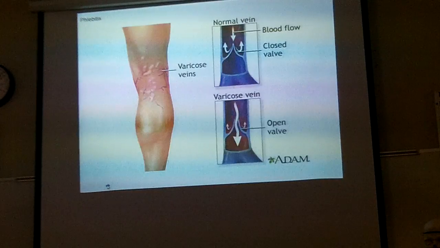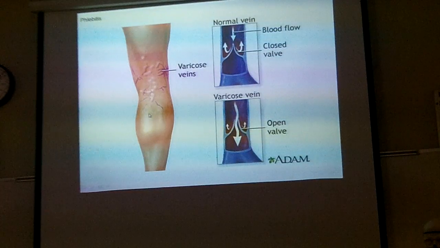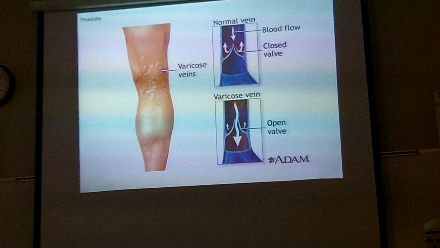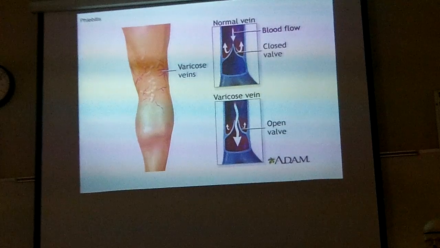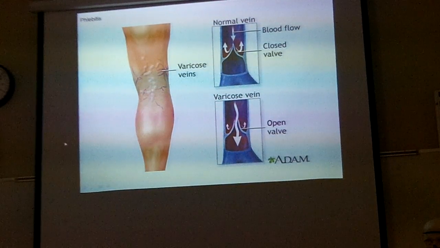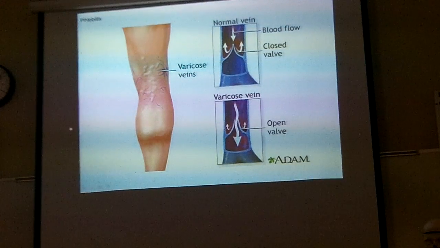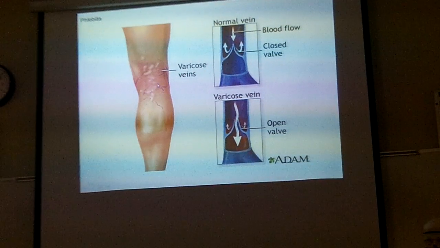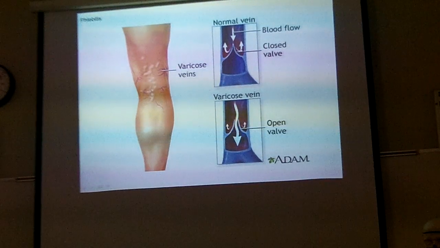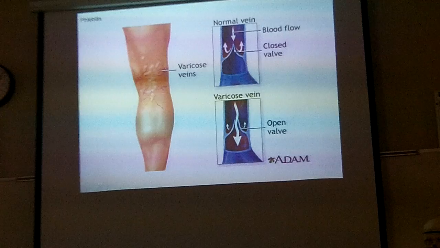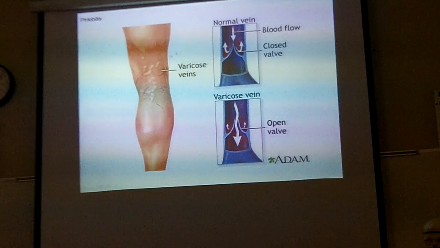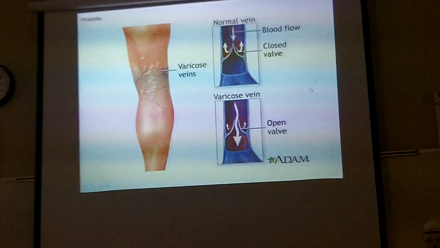Varicose veins. You ever see these? That's phlebitis. Phlebitis is inflammation of a vein, usually in the lower limbs. How come that happens mostly when you're older? The reason is these valves that are in the veins, remember there are valves in the veins that keep blood going in one direction? Well, when you get old, the valves stop working right.